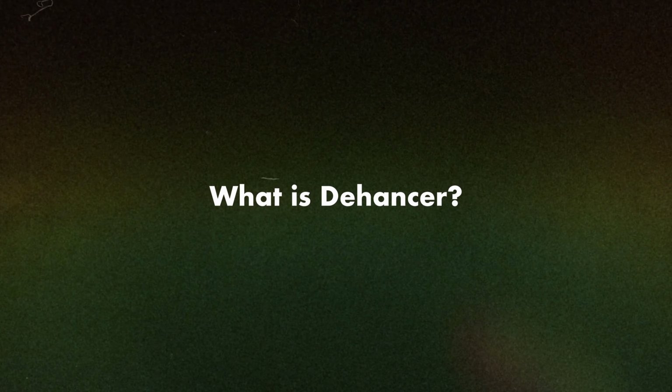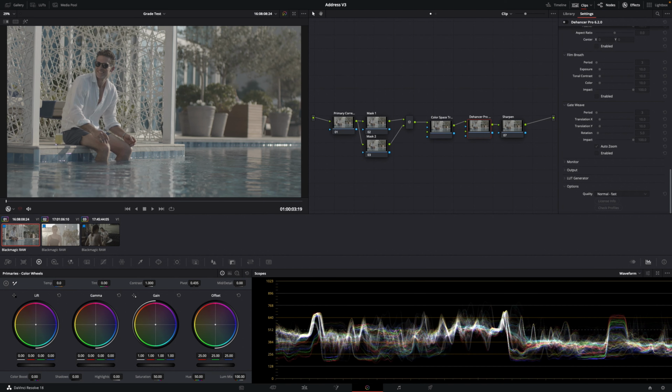Now, if you don't know what Dehancer is, it's basically a film emulation plugin for your editing software. You can do all of this inside the editing software that you use. So in DaVinci Resolve, you can do all of these features manually using the various effects and features that are available in the color page.